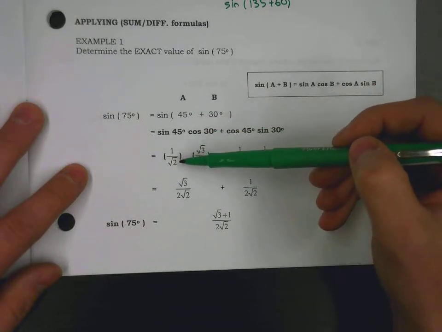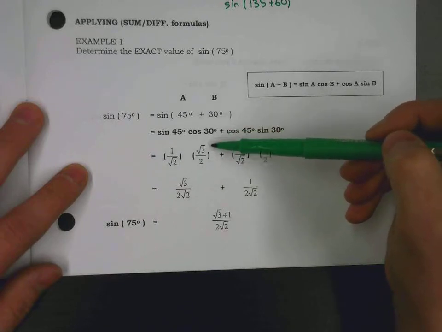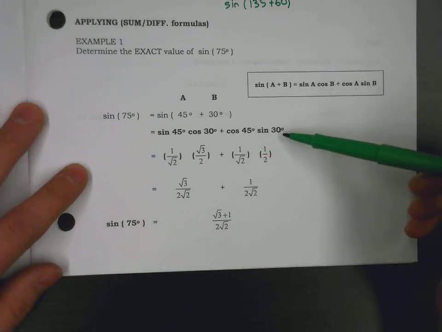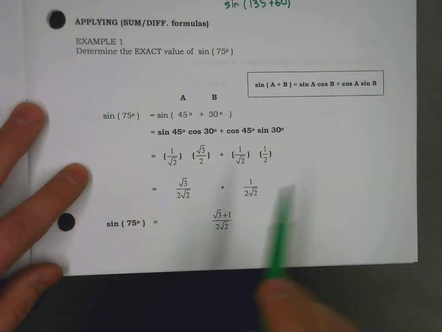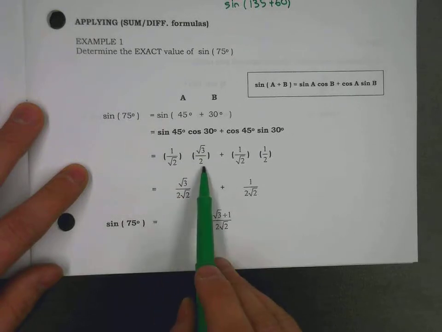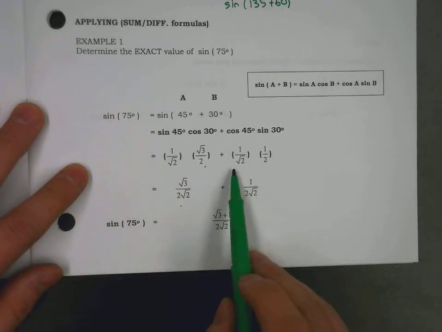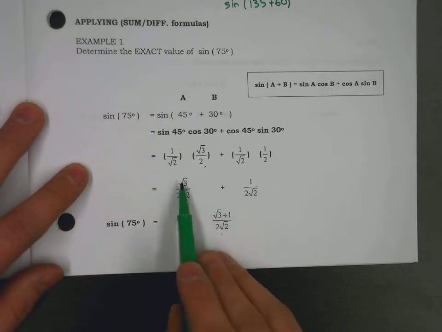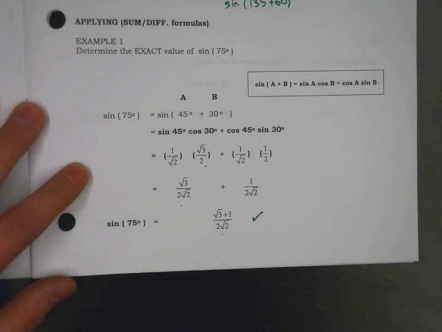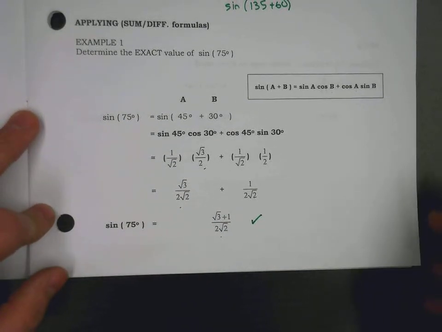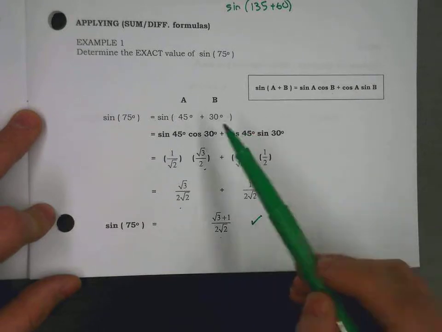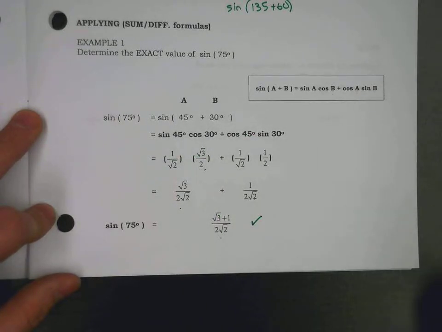What is sine of 45? 1 over root 2. Cos of 30, root 3 over 2. Cos of 45, 1 over root 2. And sine of 30, 1/2. Multiply those together and you get root 3 over 2 root 2 and 1 over 2 root 2. Add together those common denominators. The denominator stays the same, and your root 3 plus 1 stays on top. There is an exact answer for sine of 75 degrees, something we would have thought was unrealistic before. This also makes Chapter 4 look a little less impressive because we're now evaluating 4 questions in one.